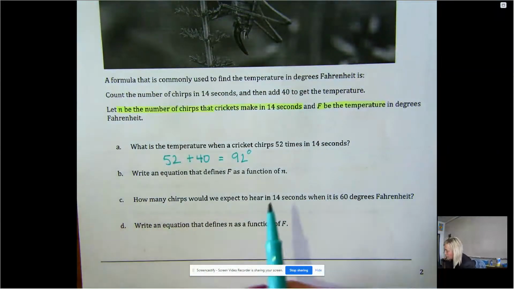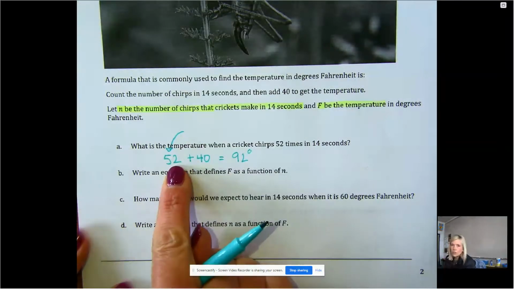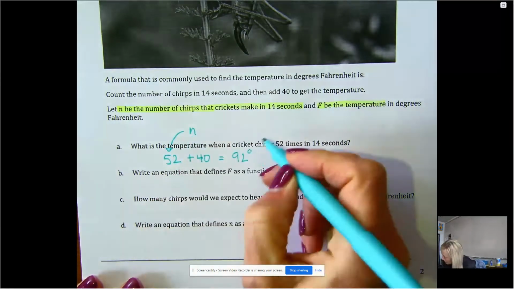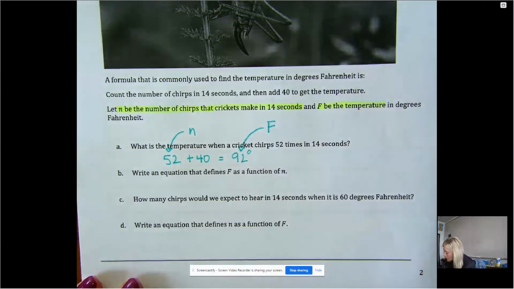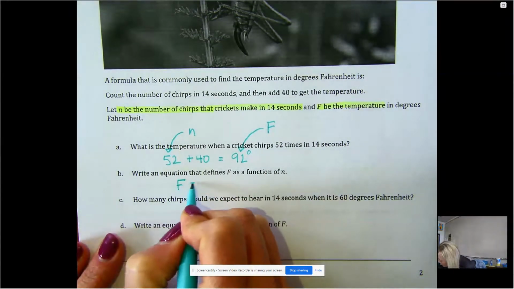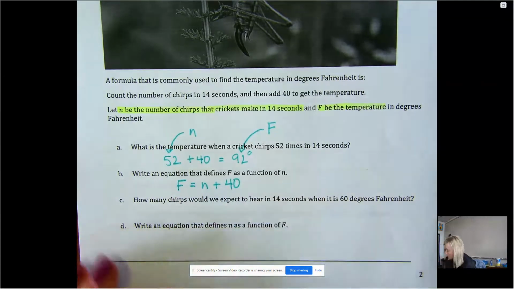All right, so when we did this one here, this 52 was the number of chirps, so that was n, and our answer was the temperature in Fahrenheit, so that's F. So then our equation is simply going to be F equals N plus 40.